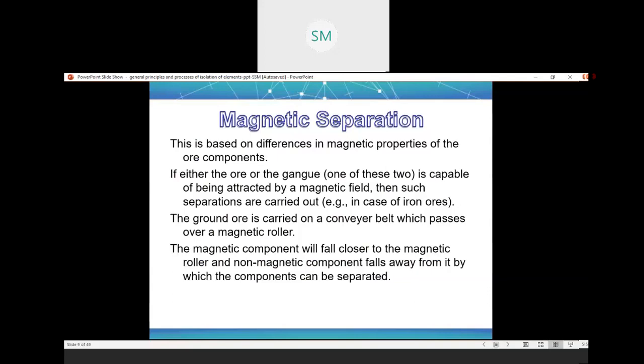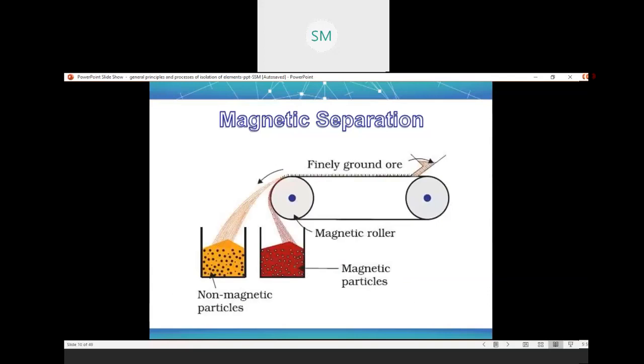This is the diagram of magnetic separation, where the finely ground ore is poured over the conveyor belts, out of which one is a magnetic roller, and the magnetic particles are falling closer to the magnetic roller and non-magnetic particles are falling far off.